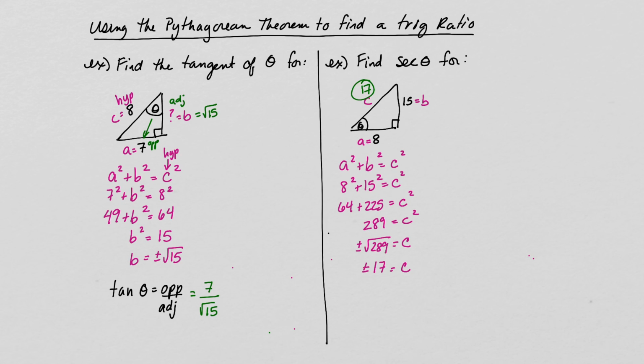And so now we're looking for secant. So the secant of theta. So if you remember, the secant of theta is the hypotenuse over the adjacent. So in our case, that's going to be 17 over 8.